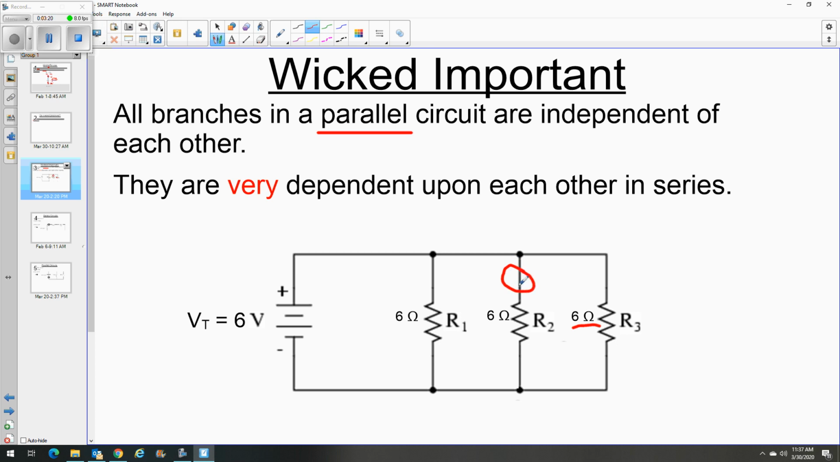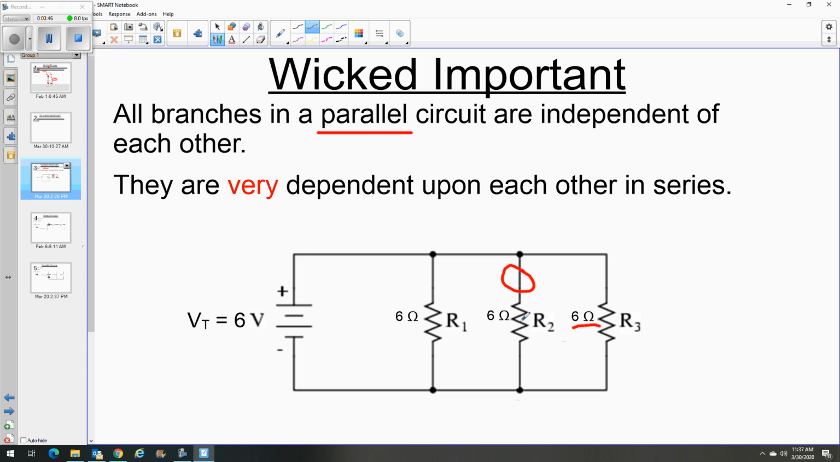For example, if we put an ammeter in there to measure the current flowing through resistor 2, known as I2, that current would not be affected by tinkering with branch 3 or branch 1. In a like manner, if you were to add another resistor, R4, that should also not affect anything happening in any of the other branches because in a parallel circuit, they are all completely independent of each other.